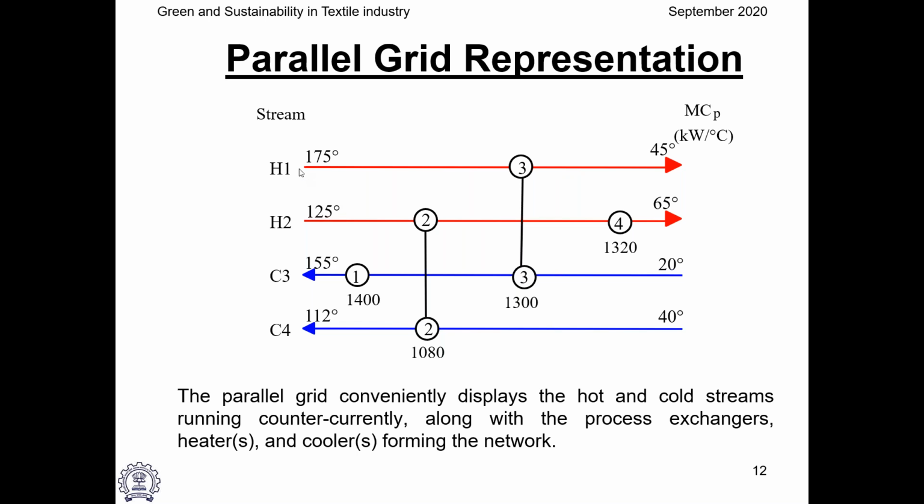Now let's look at H1. It starts at 175, goes to 45, and goes through only one exchanger of 1300. That means the total change in duty Q is 1300, and the change in temperature is 175 minus 45, which is 130. So 1300 divided by 130 is 10. So we can write down the MCP of H1 is 10.